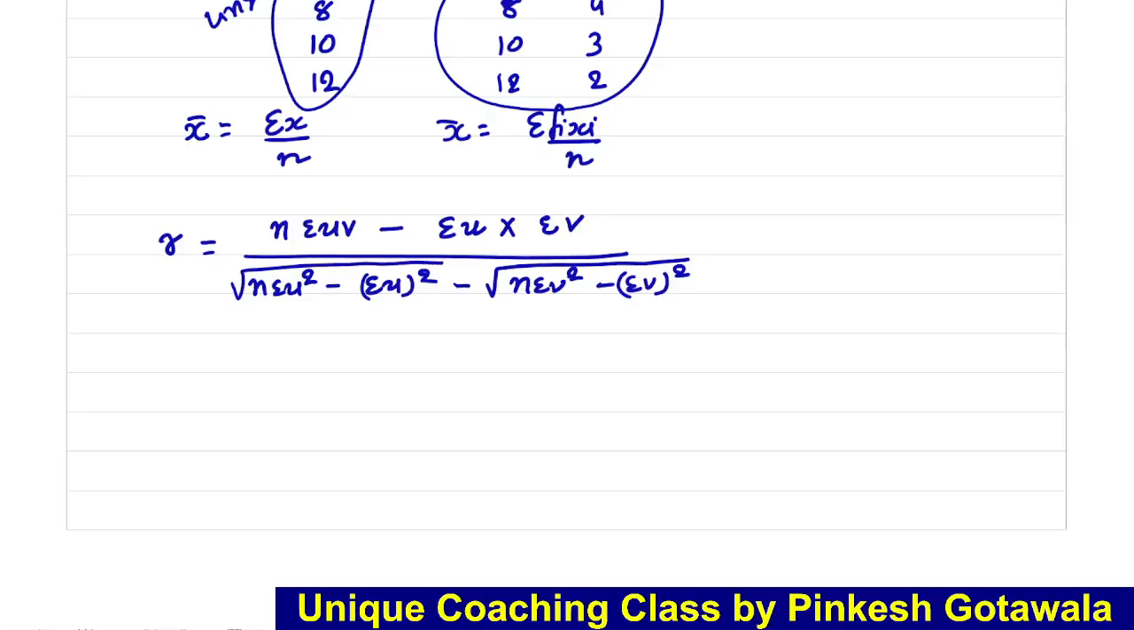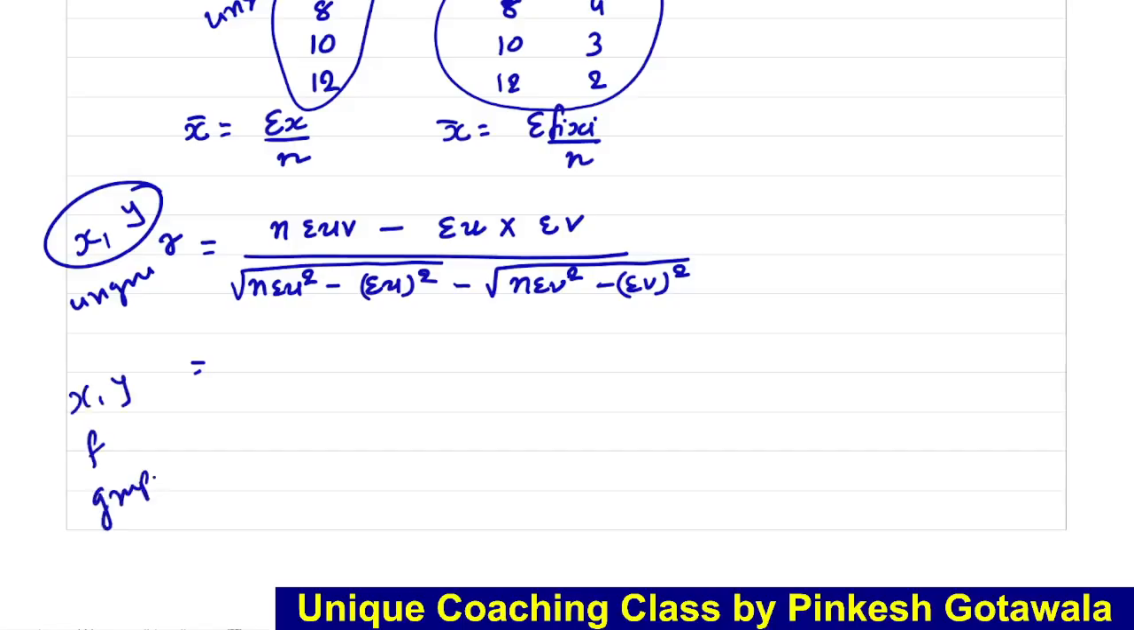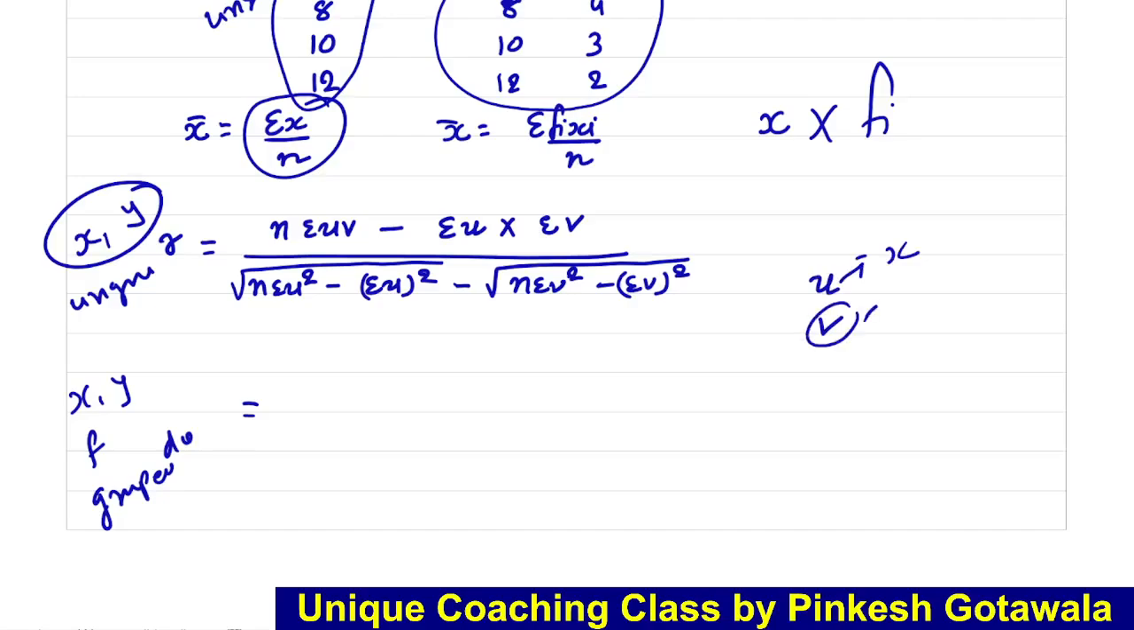Now, how to prepare the formula? This is for ungrouped data, where only x and y are given. Now, if x and y are given with frequency, that is grouped data. So how would the formula come? Very simple. Here only x is given, and it is multiplied with frequency. Same here, we use u and v. U actually represents x and v actually represents y.